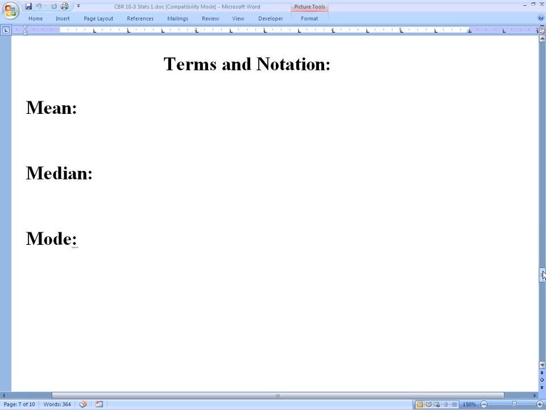Mean, median, and mode. We've seen these terms many times before, all the way back in middle school. Mean, we take the sum of our data, and then we divide by the number of terms that we have. So if we had 3 numbers, 2, 4, and 8, I would take the sum of those, and again, I use sigma notation there. Sum means add up.